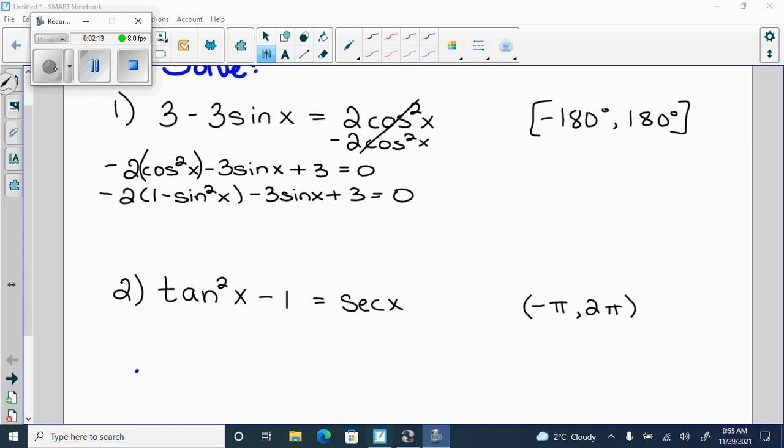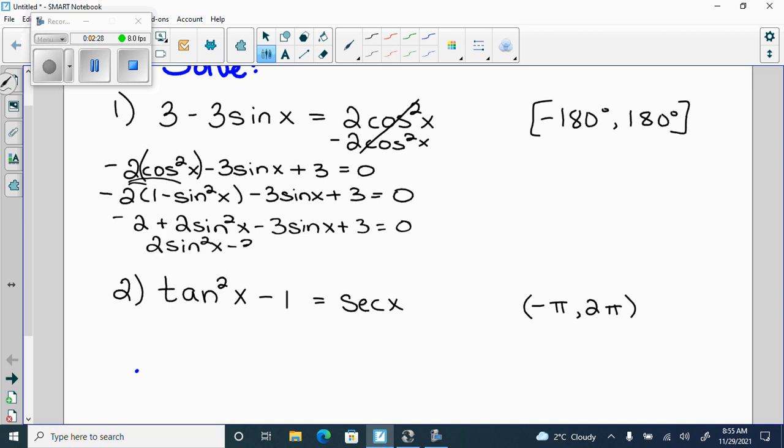So I'm going to get negative 2 plus 2 sine squared x minus 3 sine x plus 3. And I get 2 sine squared x minus 3 sine x plus 1 equals 0. And then I have to let m equal sine x. Two m squared minus 3m plus 1.